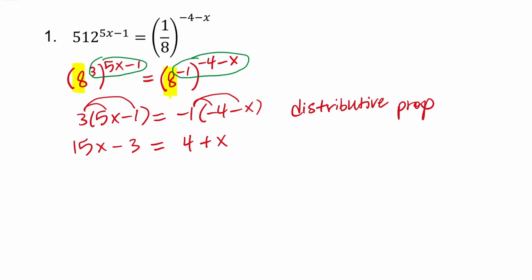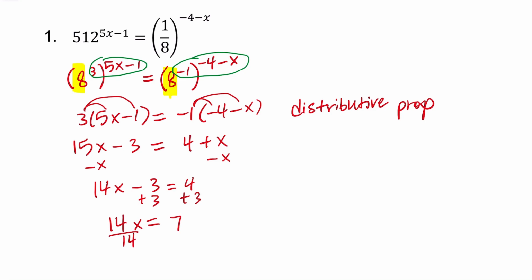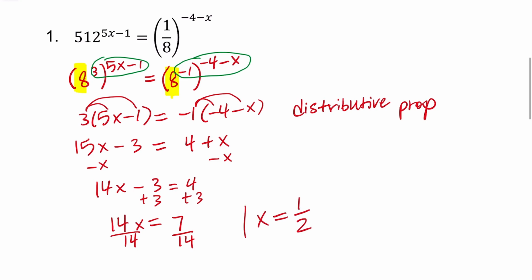To simplify, I would subtract x on both sides. That gives me 14x minus 3 equals 4. And add 3 on both sides. And that gives me 14x equals 7. Divide by 14 on both sides to isolate x. That gives me x equals 1 over 2. And that is our final answer.